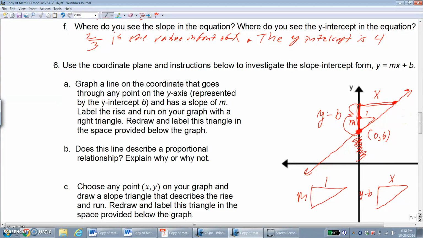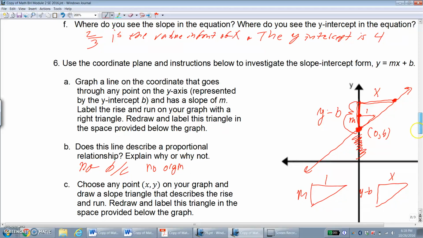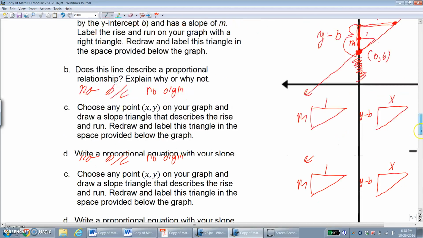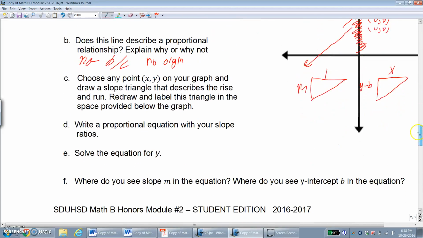So now that I have my two triangles, we can answer part B, and it says, is this proportional? No, because it does not go through the origin. No, because I'm just going to write no origin. But it means it does not pass through the origin, so therefore it's non-proportional. Now, since it's non-proportional, we should know that our equation is going to have a y equals mx plus b to it. So it says for D, write a proportion equation with your slope ratios.